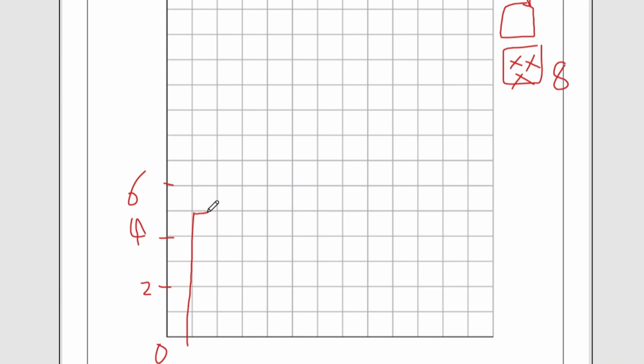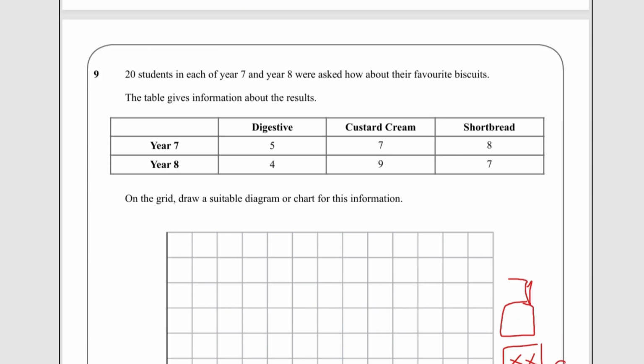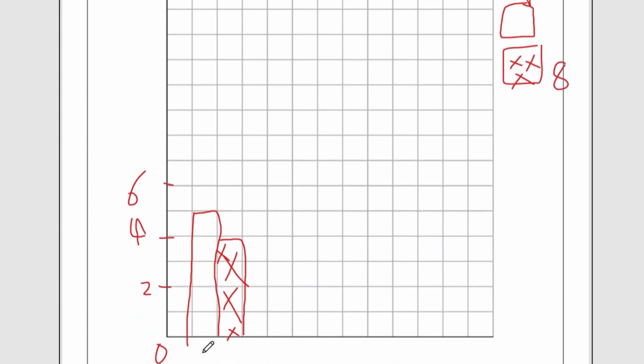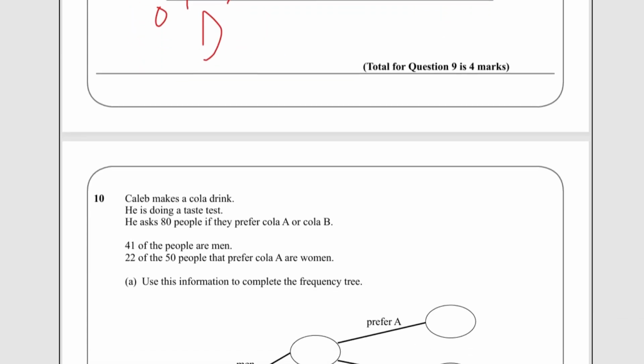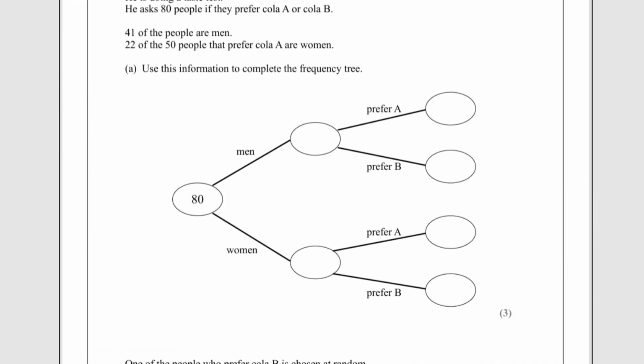So if you were to draw the first bar, you got 5 and you got 4. So the grade 7 is a normal one. Grade 8, add the star. You have to put the stars there to demonstrate that this is grade 8, and you have to label it as well. Okay, that was digestive. So this is quite easy. Most of you I know can do this. We focus on the questions that give trouble.